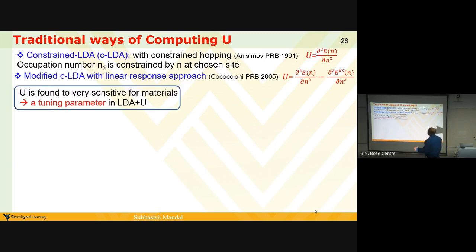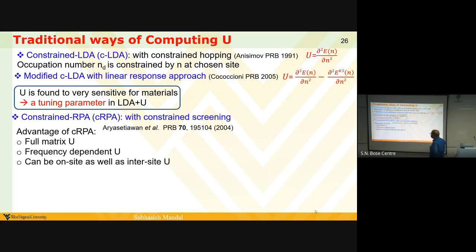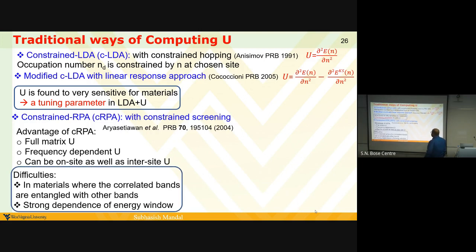Then, nevertheless, you can get the U, but it is still a tuning parameter and very sensitive to going from one material to another material. Then there's the constrained RPA method that is actually used widely in the community. That has some extra advantages. You can get a full matrix of U, and it is also frequency dependent. Now, this is also a bottleneck for many materials where this frequency dependence is strong, and in some cases you cannot distinguish the band from correlated to uncorrelated space. So getting U is also difficult.